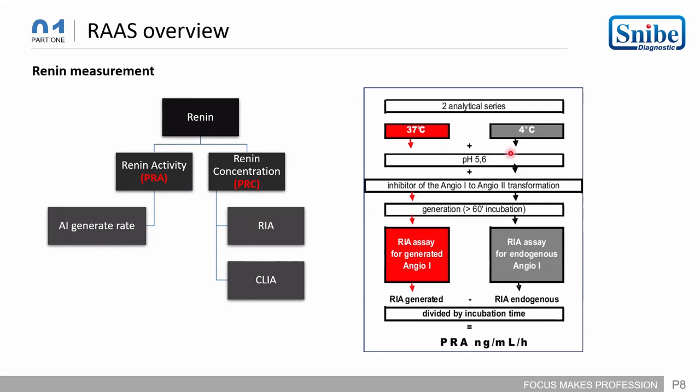So the two analyte series are kept at 37 degrees centigrade and 4 degrees centigrade. The pH should be between 5 and 6. Inhibitors of the angiotensin 1 and 2 transformation are added, and the generation occurs over a greater than 60 minute incubation. Then RIA assay for generated angiotensin 1 and RIA assay for endogenous angiotensin 1, with generated minus endogenous divided by the incubation time, give you the PRA in nanograms per ml per hour. So that's the AI generation rate for the renin.